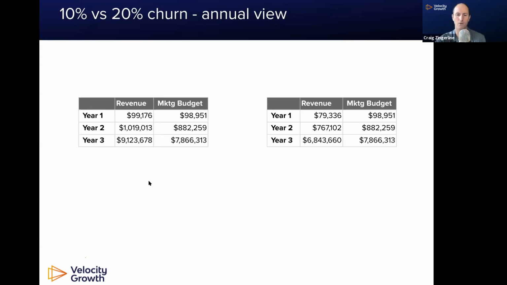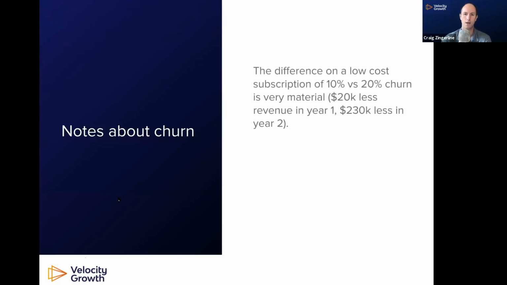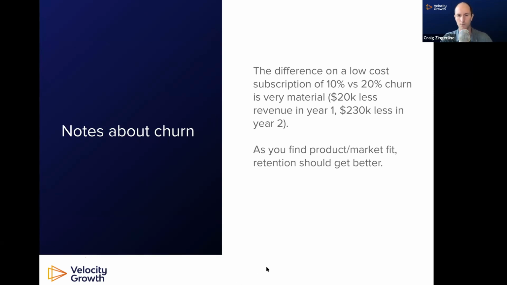Maybe it's a more watered down version of what we're doing, right? So we have to be mindful of these things. Now, again, difference in churn on that low price subscription is material in revenue. Now, as you find product market fit, though, your retention actually should get better.